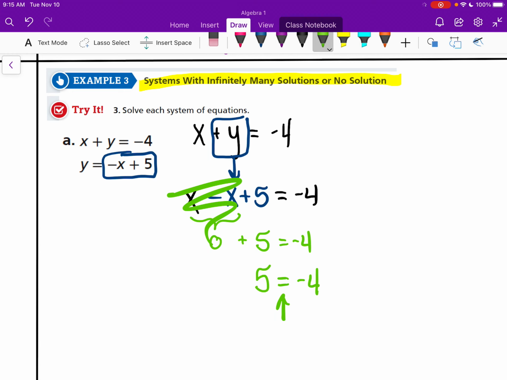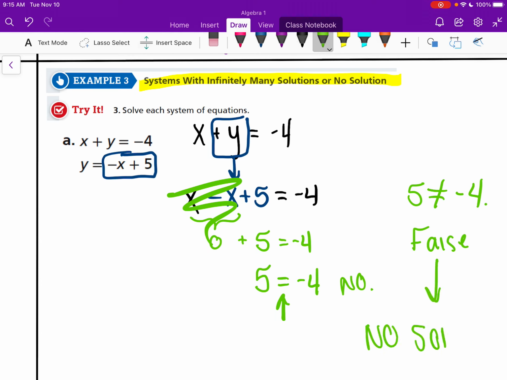Think about that. Is 5 equal to negative 4? No. 5 does not equal negative 4. That is a false statement. And just like when we were learning back in the very first unit, if you have a statement that is false, that means that we have no solution. So these would look like two parallel lines on a graph, and when we substituted and solved algebraically, we could prove that there is no solution because it is a false statement.